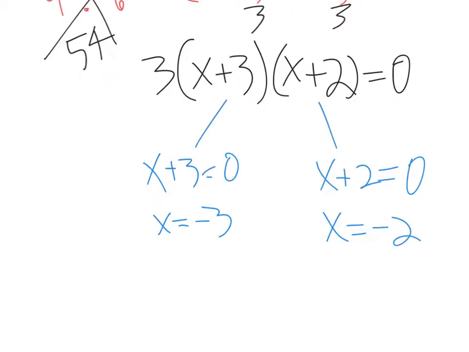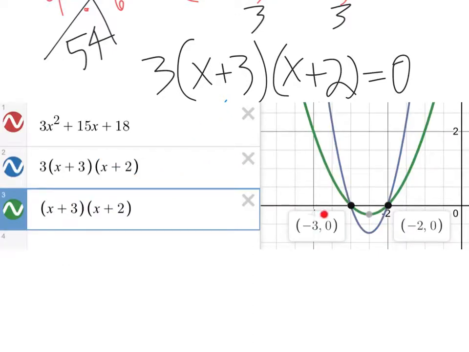Back to solving this, just take whatever's in the parentheses, set it equal to 0, so you get x equals -3 and x equals -2. You don't have to worry about this 3. It's not going to affect the solving because it doesn't have an x with it. Every time you see an x, you want to set that equal to 0 and solve. So if I look at that same graph from earlier, you'll notice that they had the x-intercepts at -3 and -2. So always check your work by graphing.